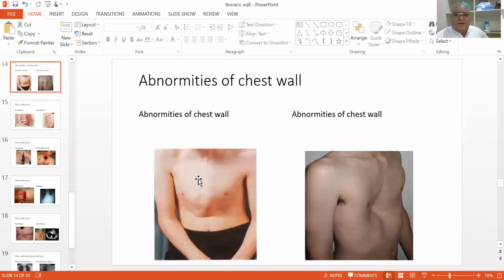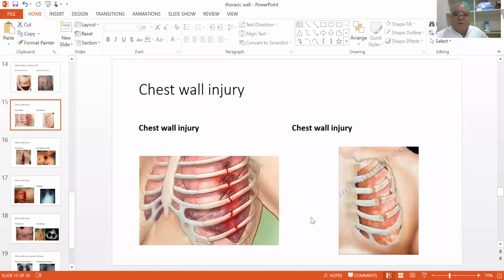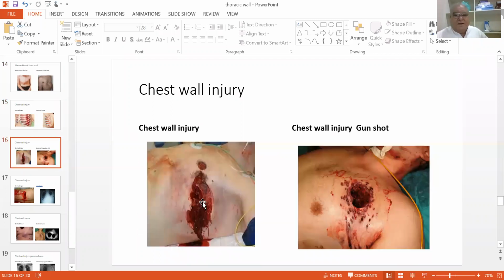This one, you can see the injury. Somebody was involved in an RTA, and these are the broken ribs. This one is a firearm injury to the chest. The patient is dead, and you can see the firearm wound which is opened, a casualty. This is another abnormality. This is a sharp injury, and this is the abnormality.